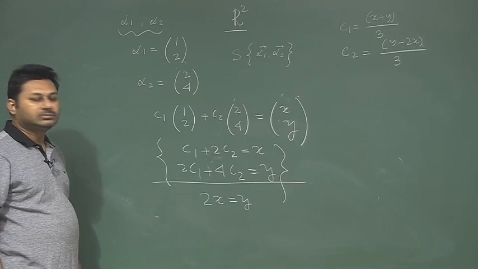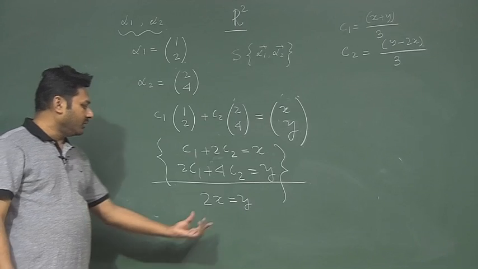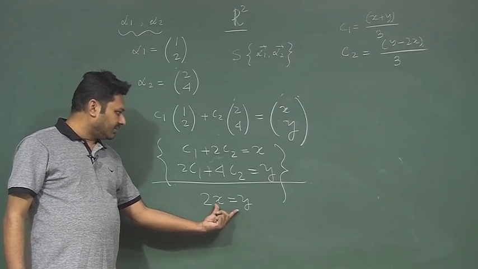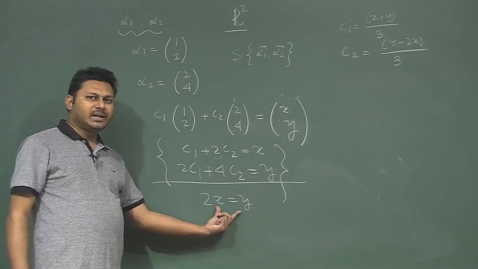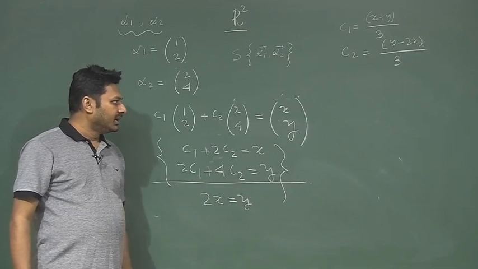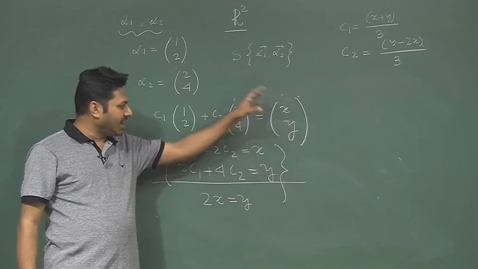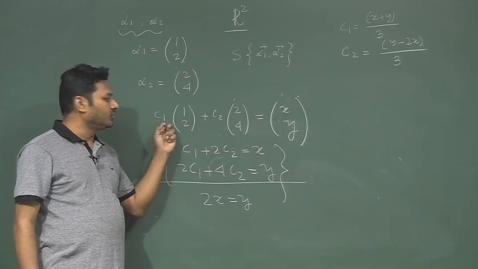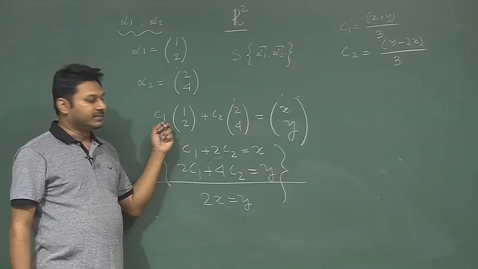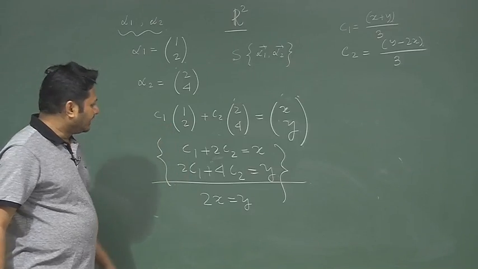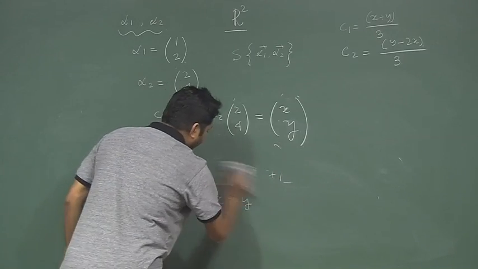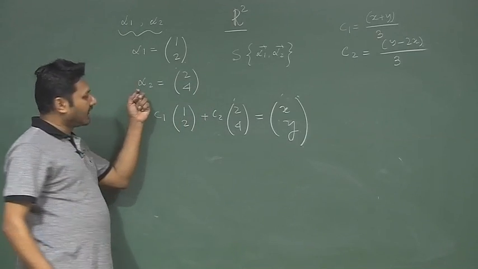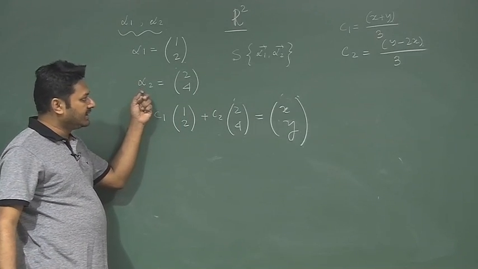Why is it like that? You merely have a relationship between these two. So, that means only this relation you can get, but not a unique solution. That means you can't take any arbitrary value of x and y for which you can define C1 and C2 specifically. Why is that? The reason is that these two vectors alpha 1 and alpha 2 are not linearly independent.